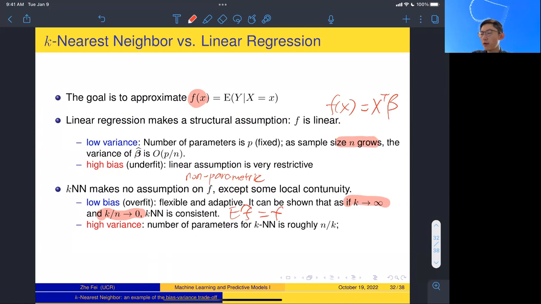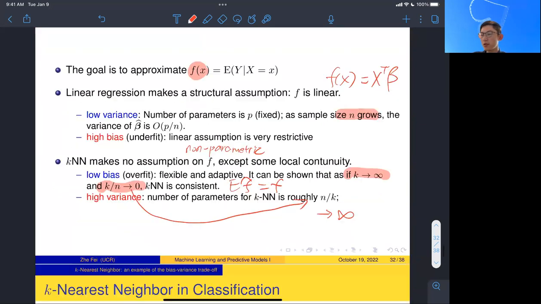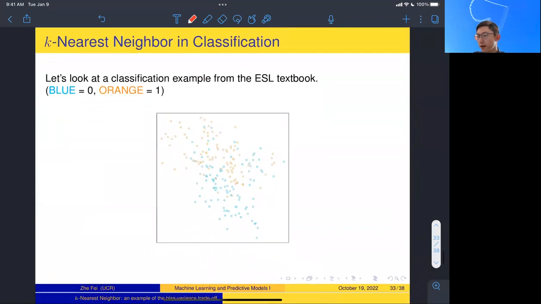However, it might have high variance. As we know, the number of parameters is roughly n over k, and from this condition, k over n goes to 0, that means n over k would go to infinity. So the model complexity increases, resulting in higher variance. This is another example of the bias-variance trade-off when we compare KNN versus linear regression.